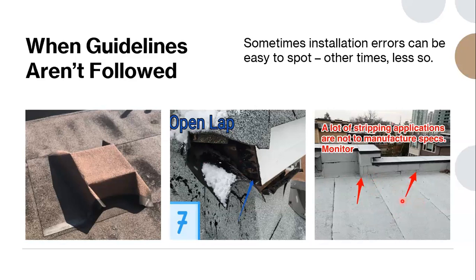So there are a number of issues, and this is why it's also important if you're having a new installation or a replacement completed or any sort of major capital roofing project, it's very important to have a third party oversee this project. So whether it's a roofing engineer or somebody that specializes in roof inspections for new installation, definitely have that third-party oversight so that you can ensure manufacturer guidelines are being adhered to.